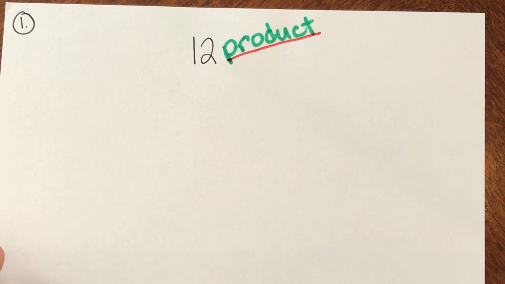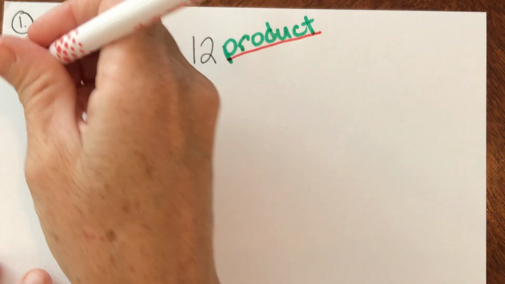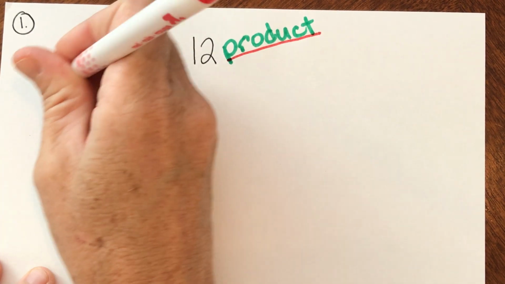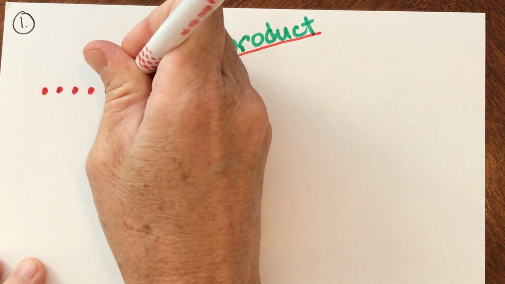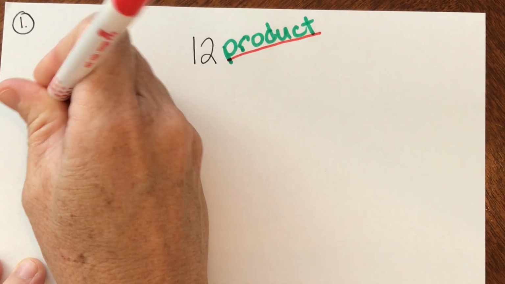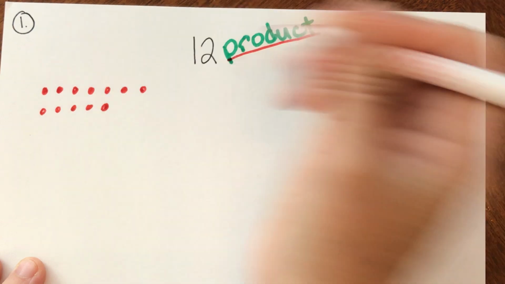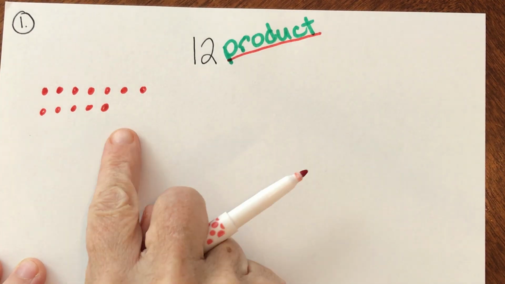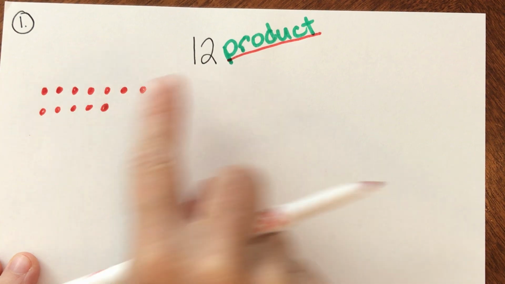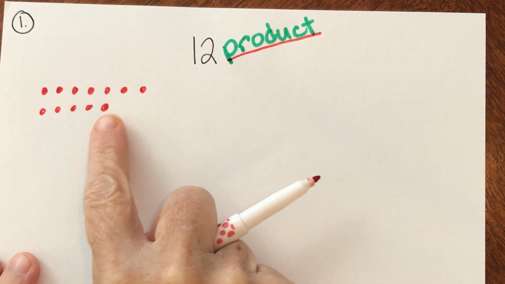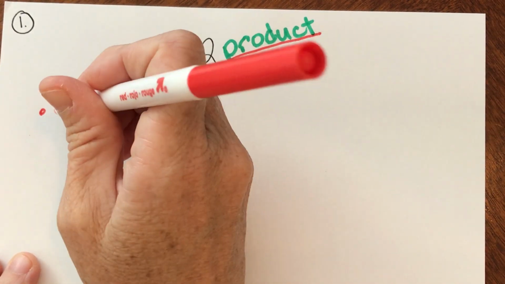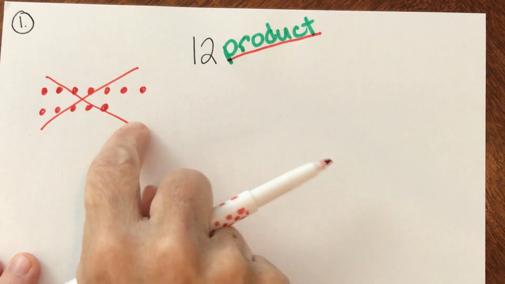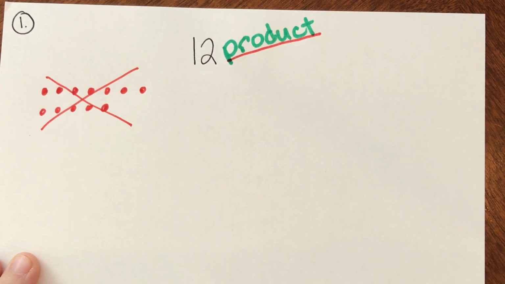So what if that means that I need to have 12 in my array? So what if I do 1 row of 7. So 1, 2, 3, 4, 5, 6, 7, 8, 9, 10, 11, 12. Wait, is that going to work? No, because I used 12, but I don't have a nice box. So I can't do that. That's not going to work. So even though I have 12 dots, that doesn't work for me. Oh, so let's try again. Let me see if I can be more successful this time.